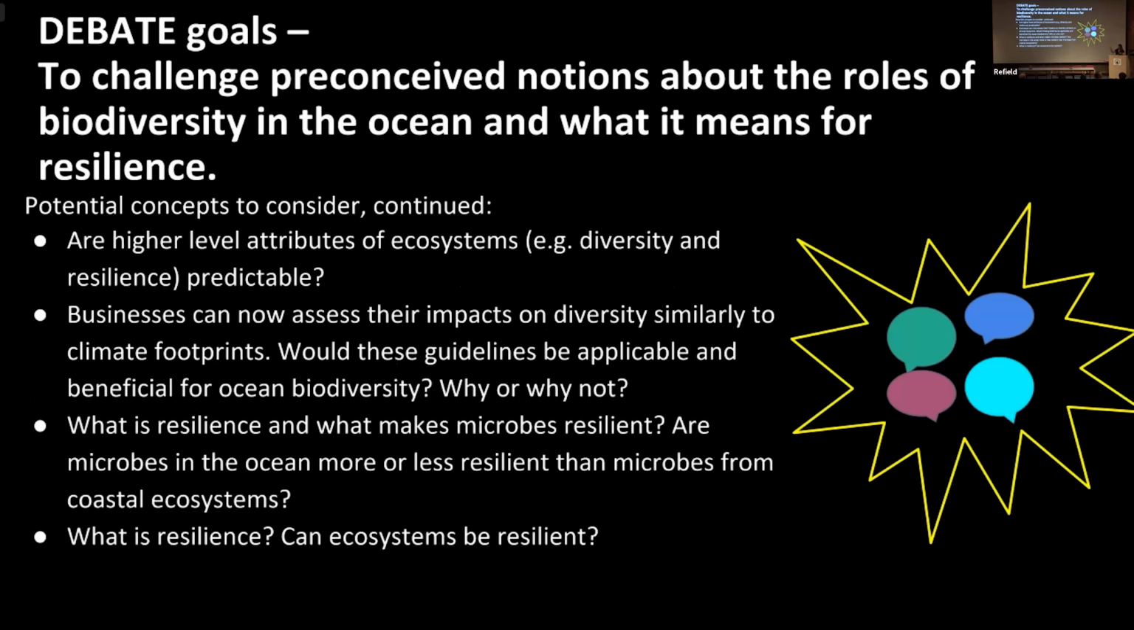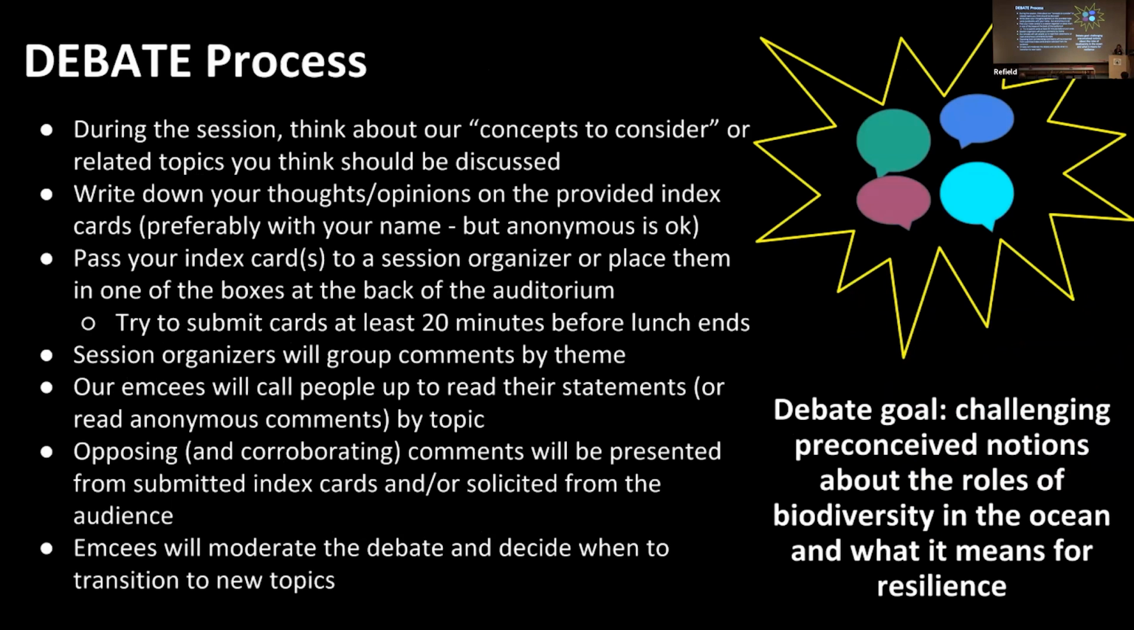As Randie just pointed out, there's a movement that you can now get credit for assessing your impact on diversity, similar to climate credits and other things. So we have to think about how these guidelines are set to be applicable, and really, as ocean scientists, we need to be involved in that conversation. And so we need to understand how we think those credits should be applied or if they should be applied. And other topics: what is resilience? What makes microbes resilient? Can ecosystems themselves be resilient?